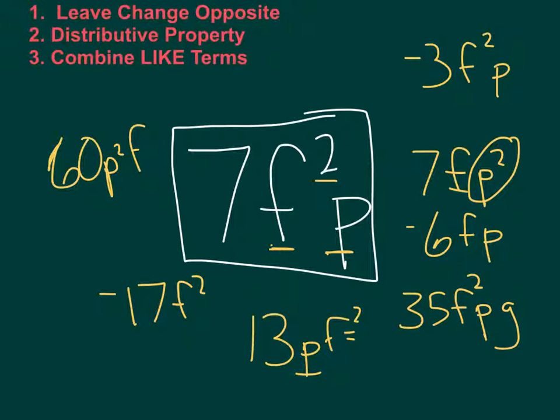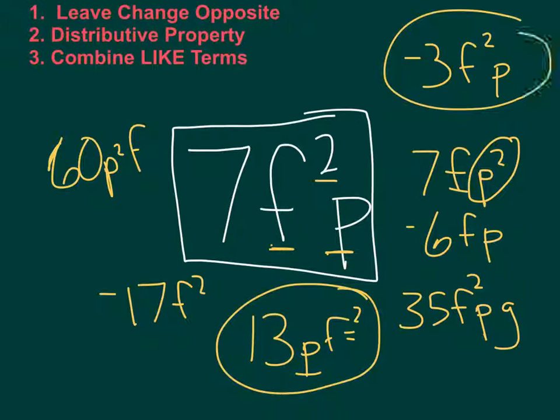So if I look back at that, the only two that match here are this pf squared and this f squared p, but none of the others match because they don't have the exact same variable piece to the exact same power.